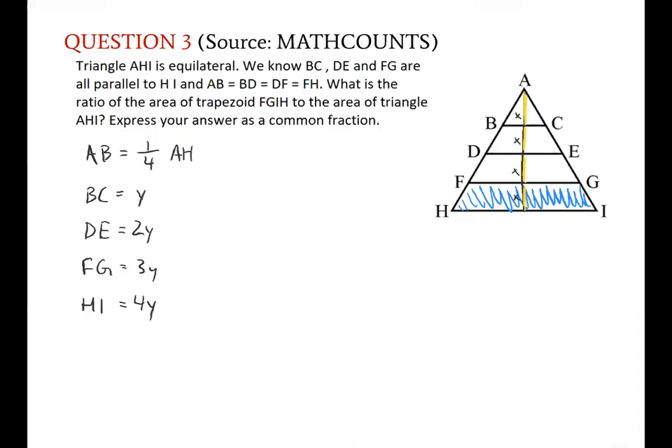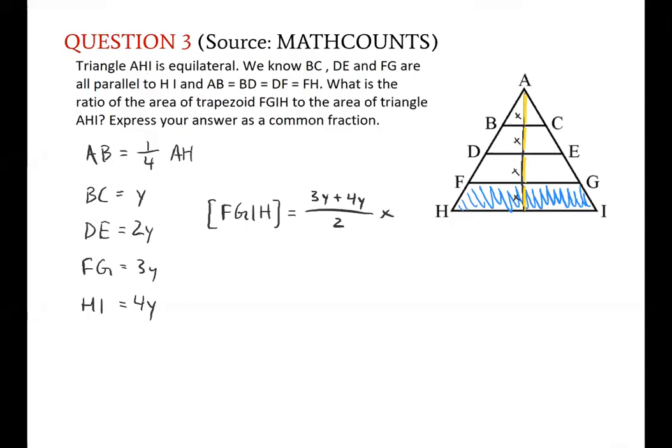And now we can represent trapezoid FGIH's area. So the area of that trapezoid is the shorter base, which is 3Y, plus the longer base, which is 4Y, and then you divide it by 2. And then you multiply it by the height.